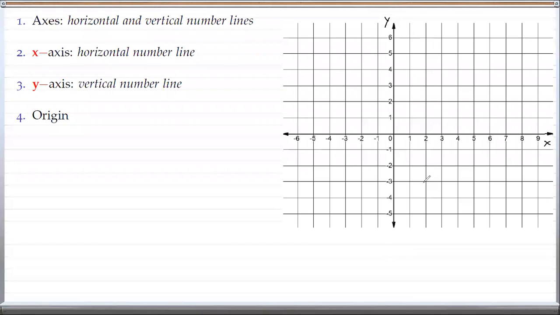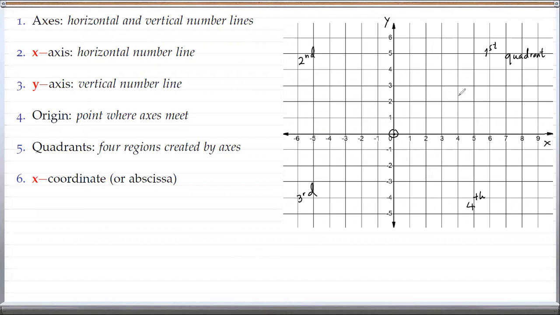The point where the two axes meet, we call that the origin. This is the origin. And these two axes divide the whole plane into four parts, which we call quadrants. So this is the first quadrant. This would be the second quadrant. This one would be the third quadrant. And this is the fourth quadrant.